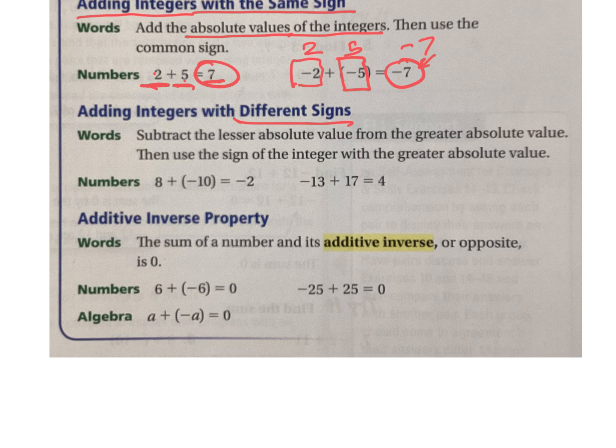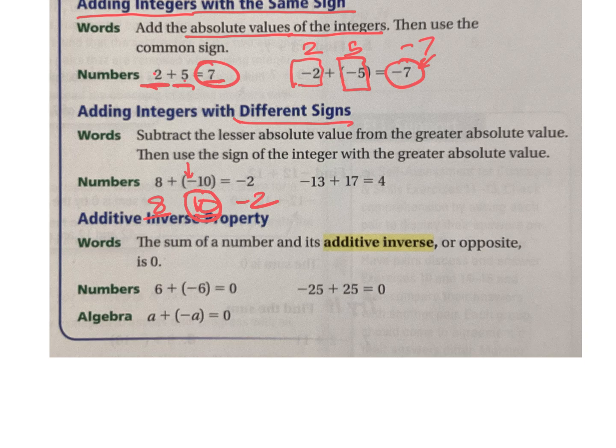So absolute value of 8 is 8. Absolute value of negative 10 is 10. So once we get that, then it says to subtract the lesser absolute value from the greater. So let's take 8 away from 10. And when we take 8 away from 10, we get 2. Then it says use the sign of the integer with the greater absolute value. So 10 has the greater absolute value, so then we're going to use that negative sign. All right.